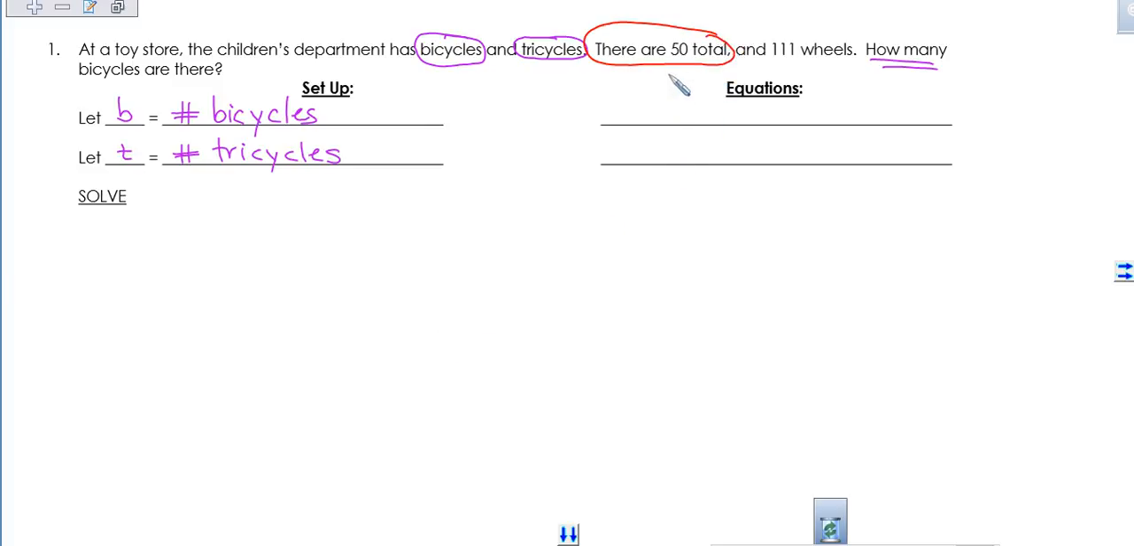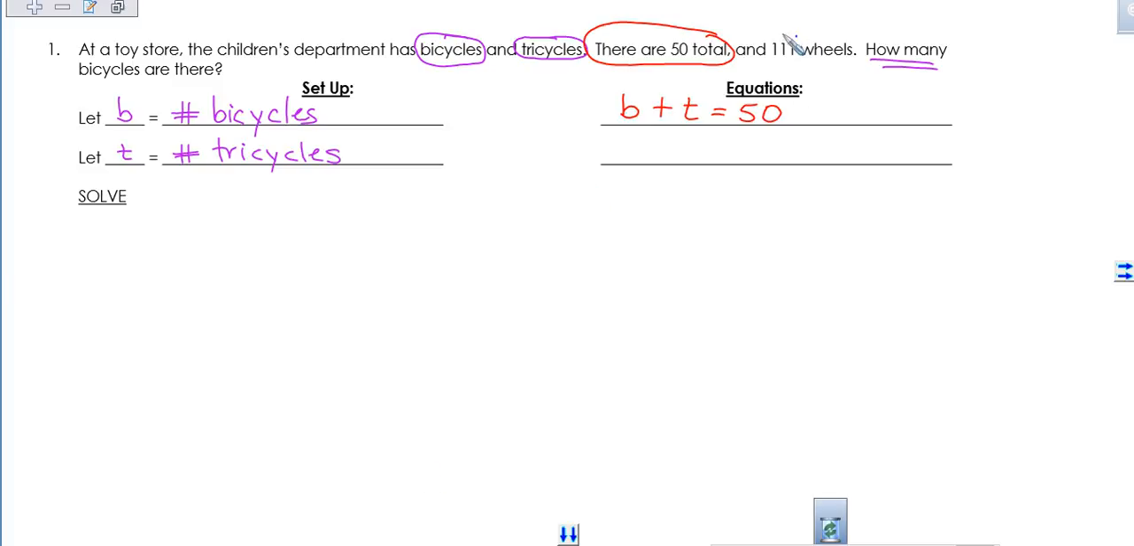Okay? You're going to see quite a few where they will use the word total. Well, what does total mean? It means you took everything you had and added it together. Well, what are the things that we have? We have bicycles and we have tricycles, and if we add them together, we'll get 50. So since we don't know how many bicycles there are, we use the letter B. We take the number of bicycles and add it to the number of tricycles, and it should equal 50. Okay? So that's where this first one comes from.